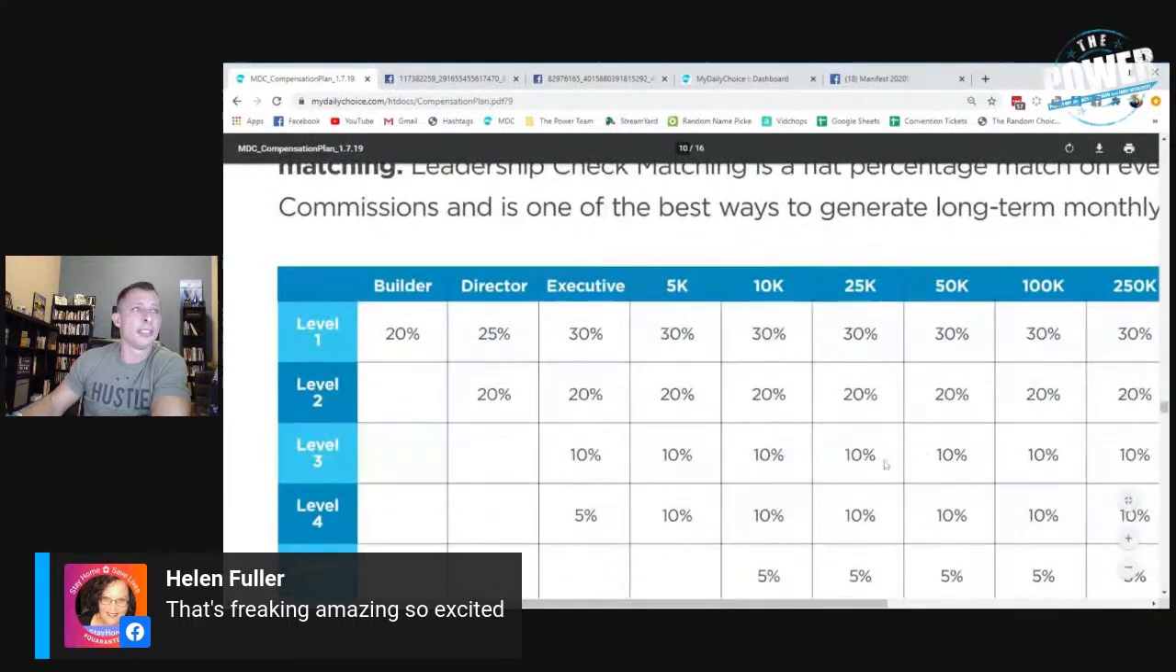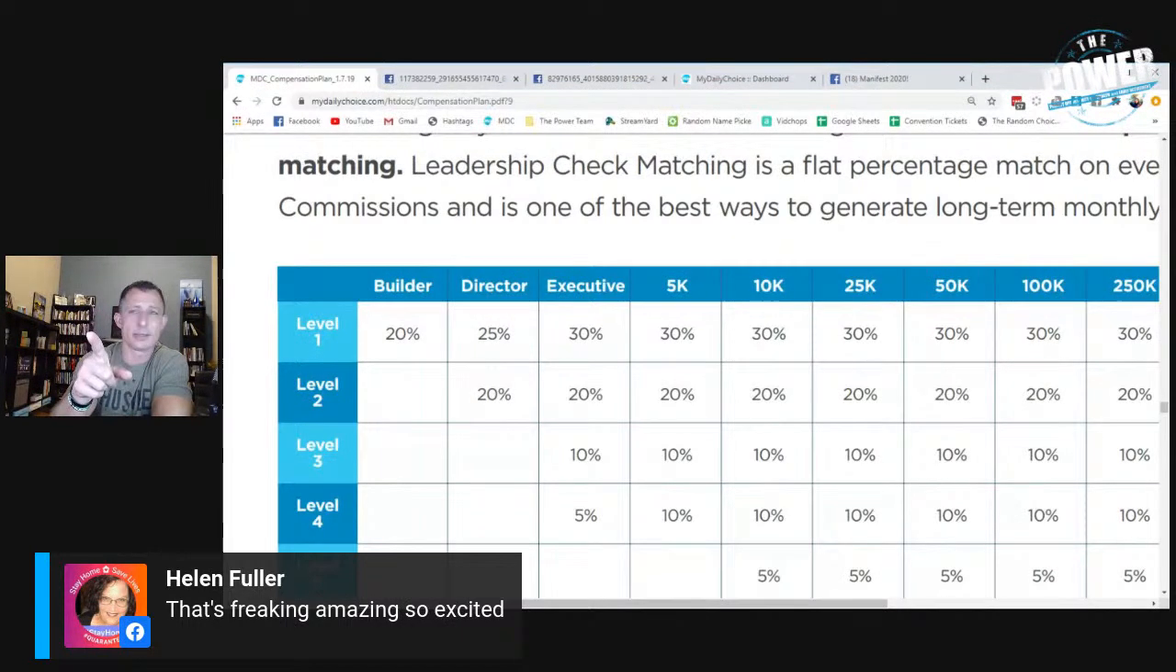And by the way, look at this. You guys see these numbers? You don't want to be a builder. Here's why. You only get 20%. You don't want to be a director. Here's why. You only get 25%, and you're only paid on 2 levels of check match.